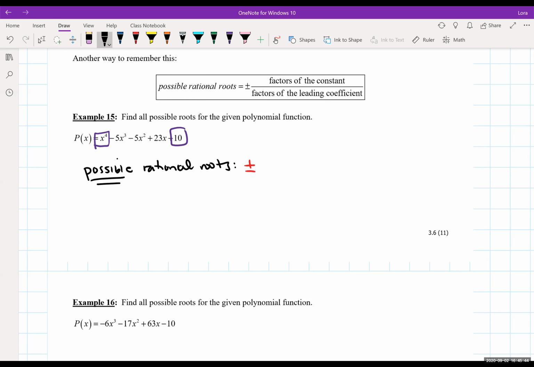We will always take factors of the constant. So in our case, I'm looking at factors of the constant term, that's 10, over factors of the leading coefficient. So in our case, the leading coefficient is 1.